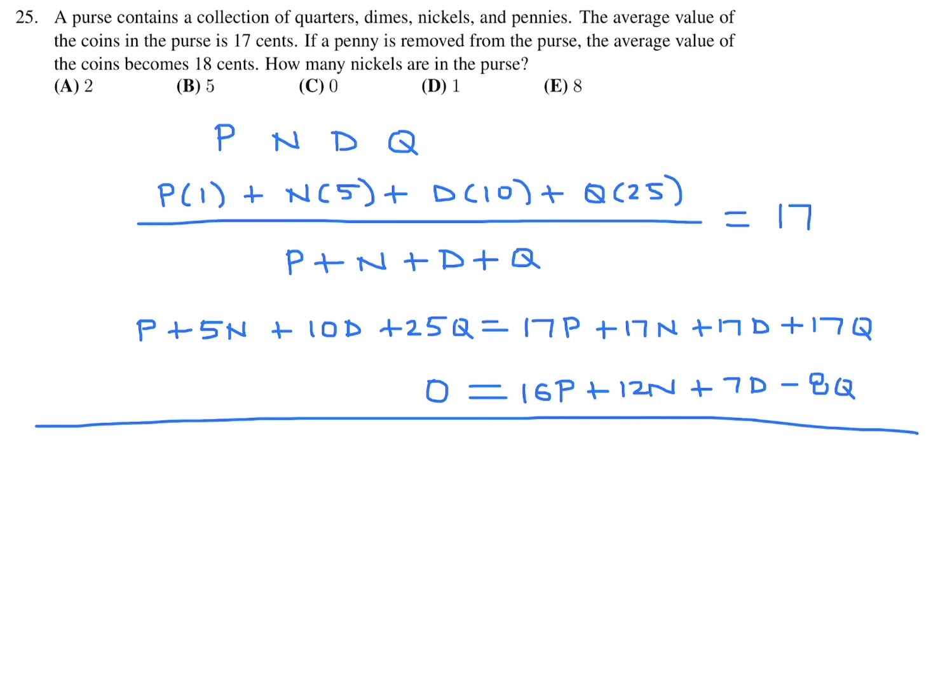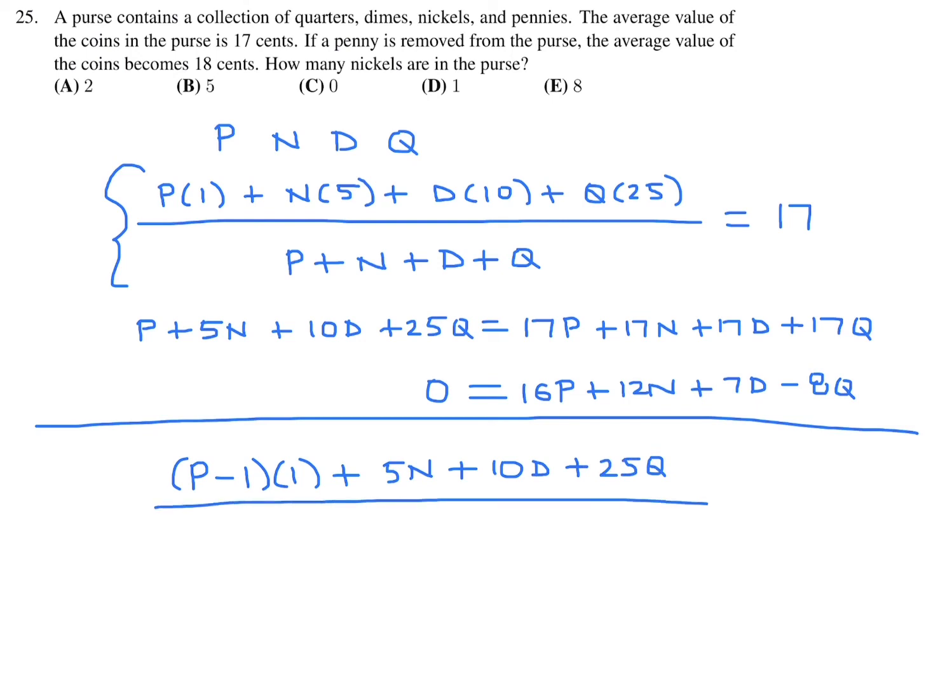Now let's take into consideration the next piece of information in the question. If a penny is removed from the purse, the average value of the coins now becomes 18 cents. So exactly what we did here, but instead of P, it's P minus 1, right? Because 1 penny has been removed. Everything else is the same. 5N, 10D, 25Q. And then the denominator, this time, we have one less coin. So it's P minus 1 plus N plus D plus Q. And that, they tell you, is equal to 18 cents.